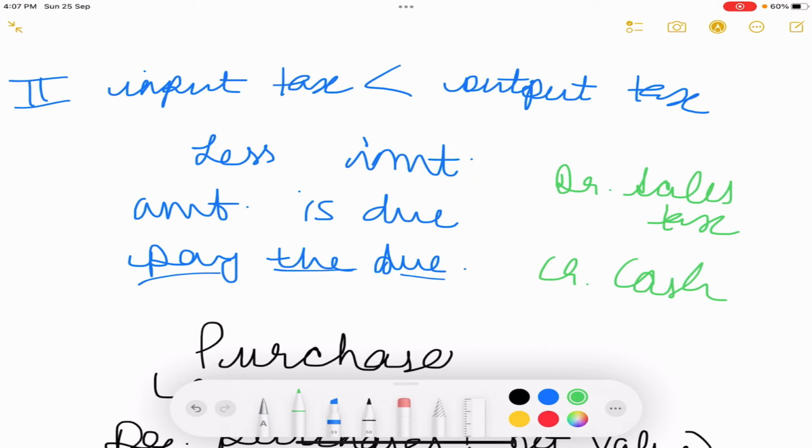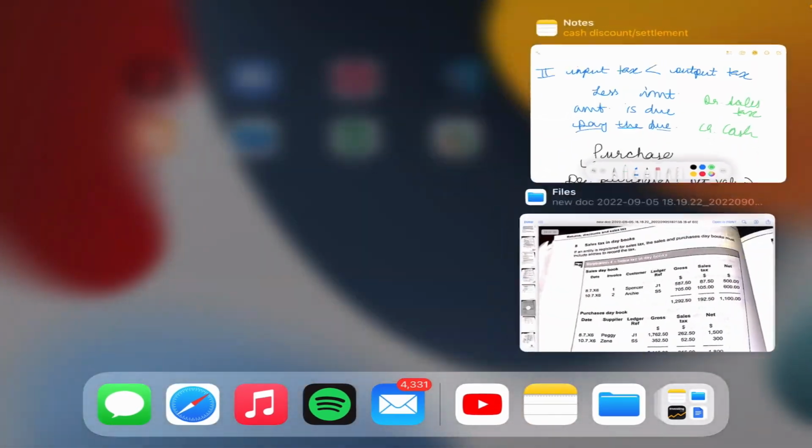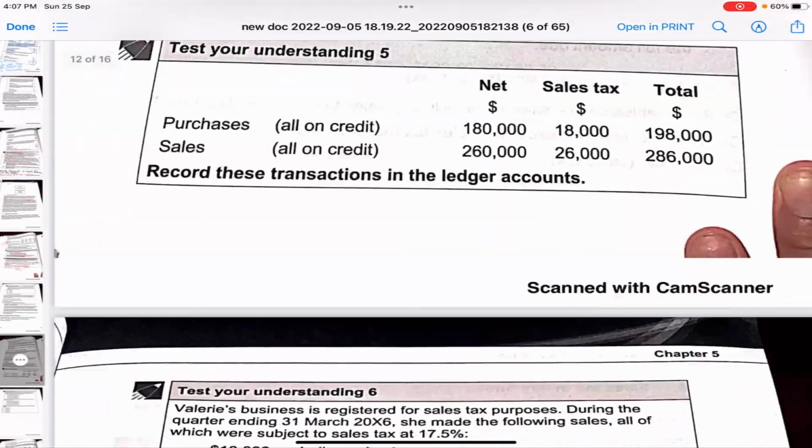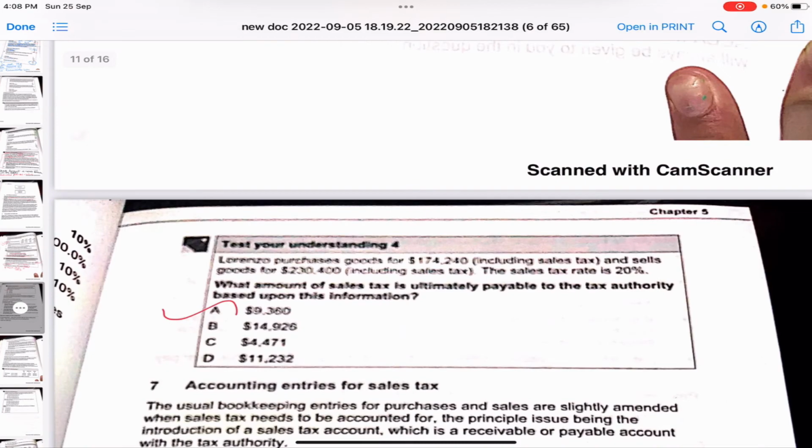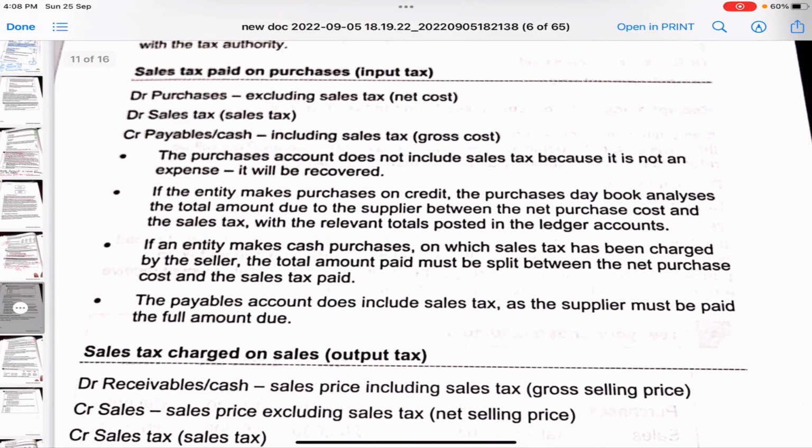Okay, you're going to debit the sales tax and you're going to credit the cash because you are going to pay the excess amount of cash. That's it. These are the journal entries. I don't think there's any doubt. Let's just move on. We are done with this chapter, but we will just look at the questions.